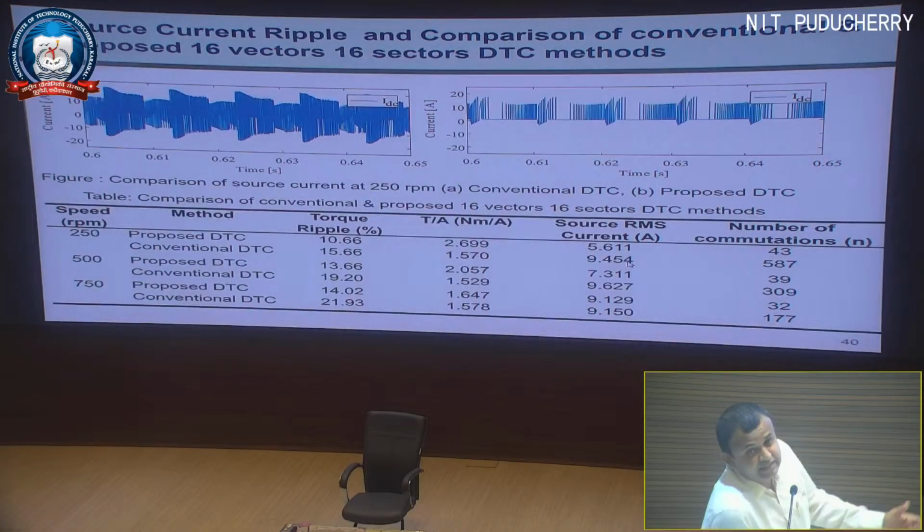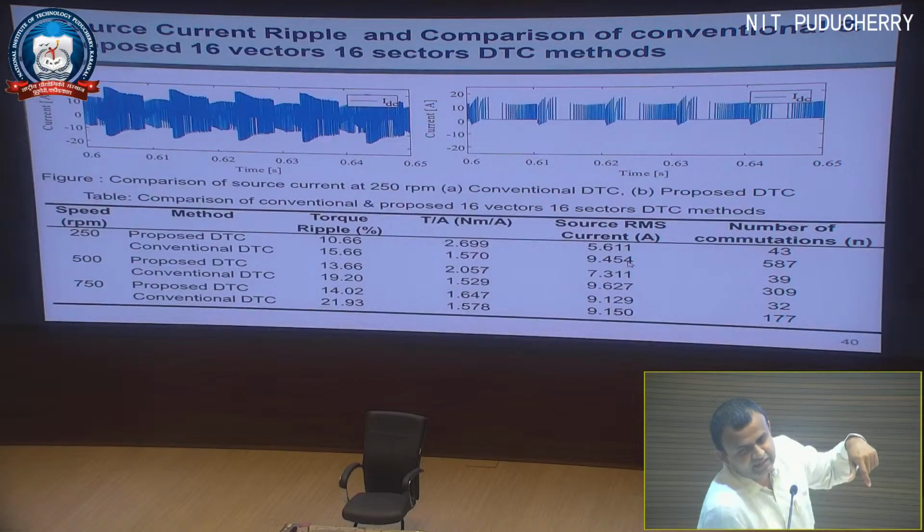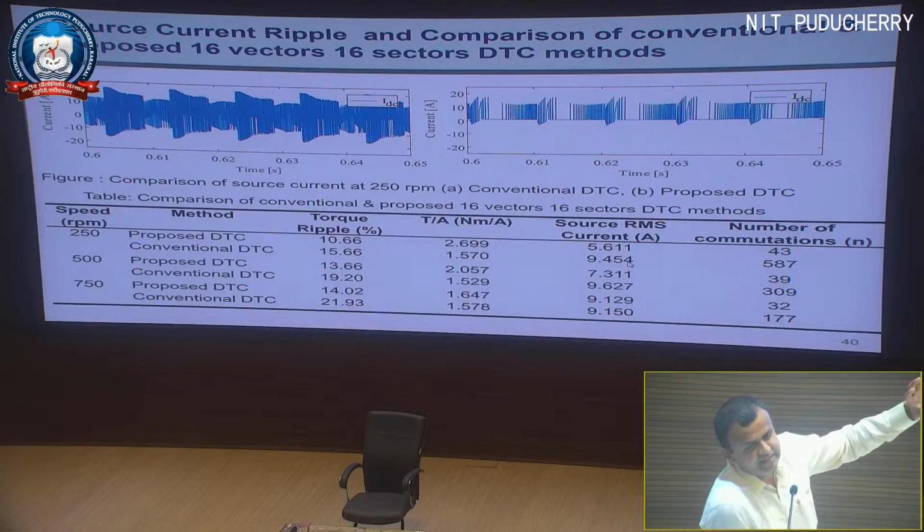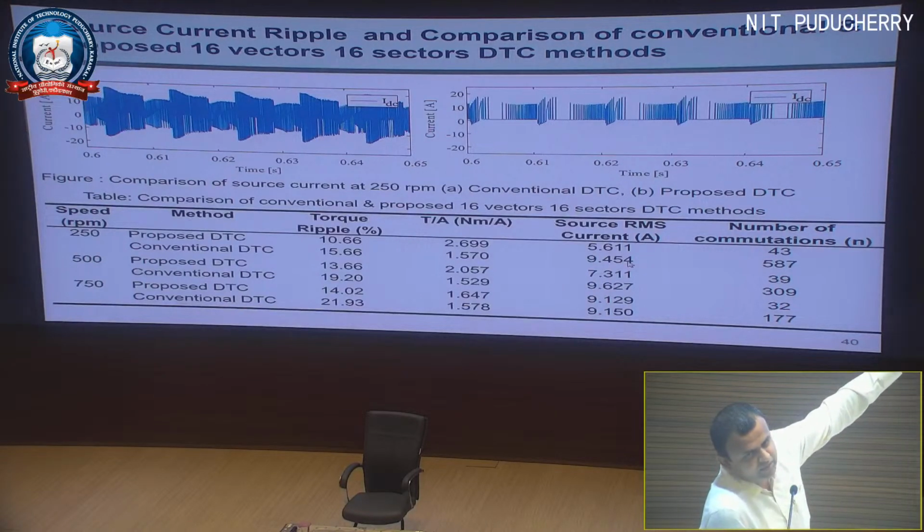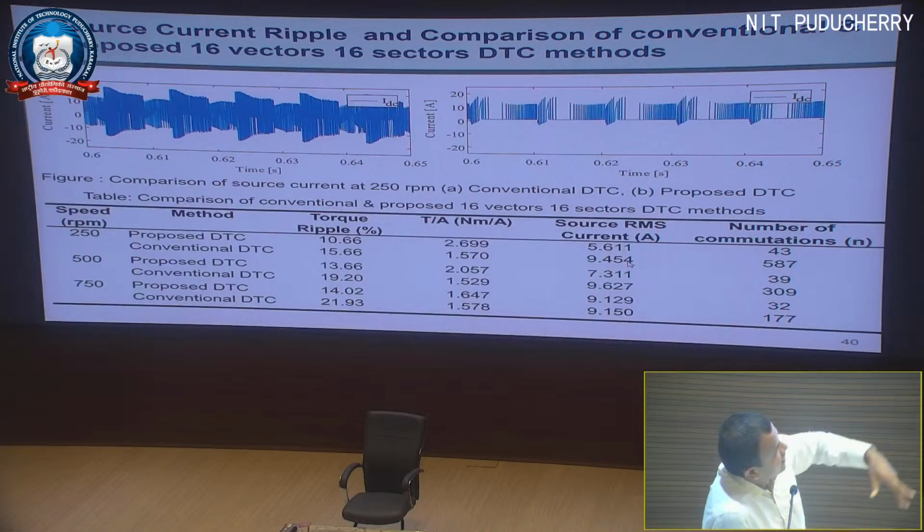Then this is the supply current, not the phase current, meaning the current which is drawn from the supply, like VDC is there and IDC. That is the current I am talking about, the oscillations in that one. And you can see that we are not drawing any negative current from the supply. And then the source RMS current, basically, we call it.